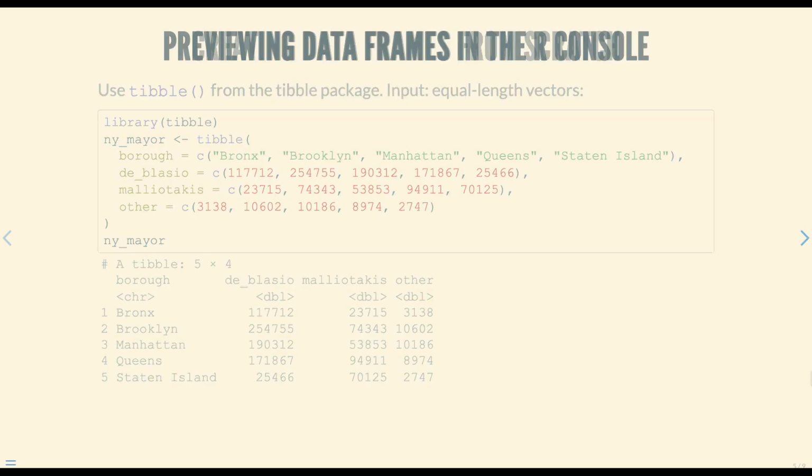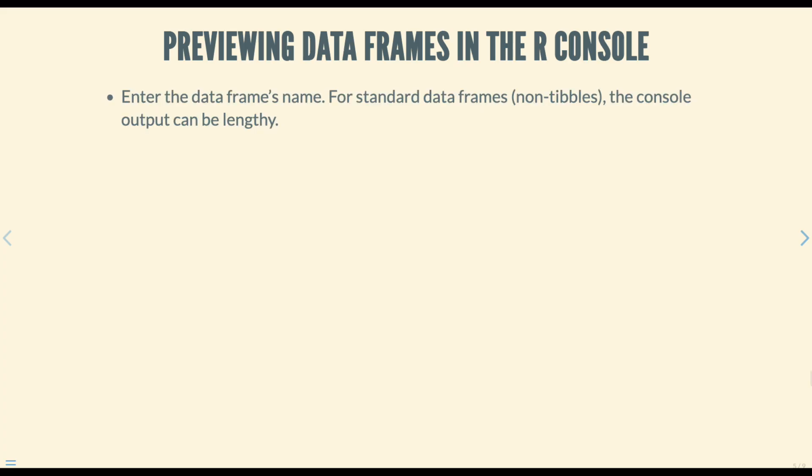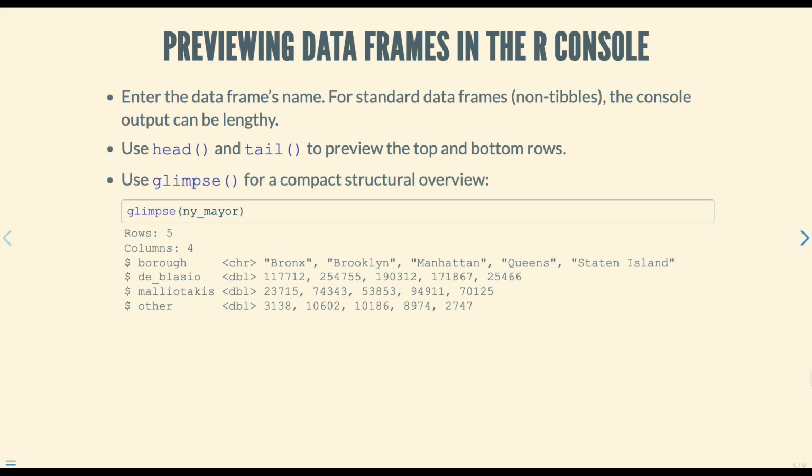To inspect a data frame in the console, simply type its name. For large non-table data frames, this may flood the screen. Instead, use head to view the first few rows, and tail to view the last few rows. Alternatively, glimpse from dplyr displays a concise summary of row and column numbers, data types, and initial values.